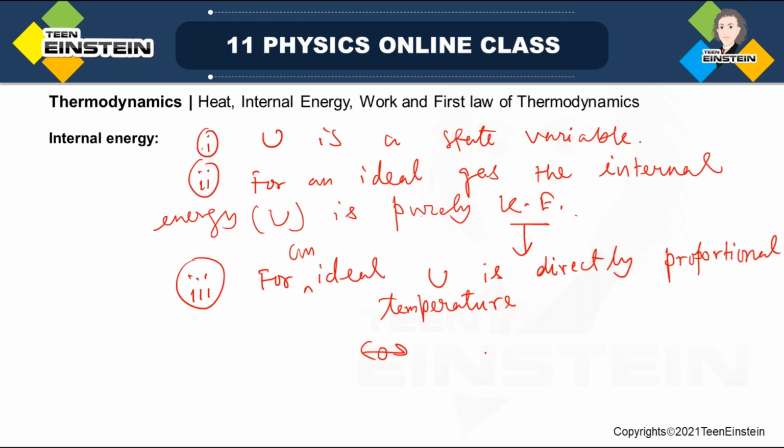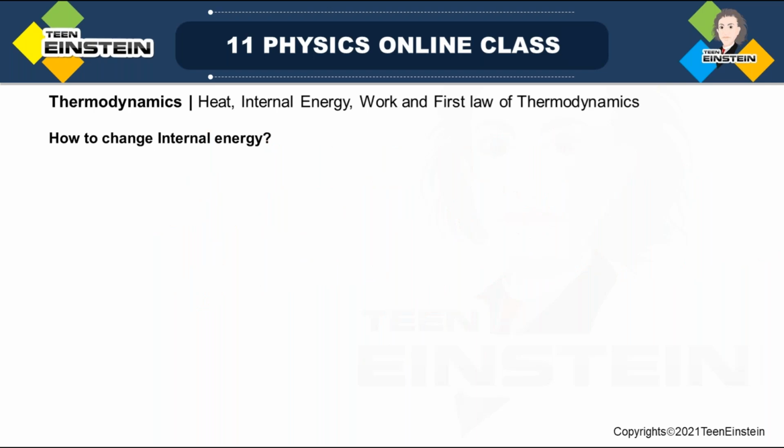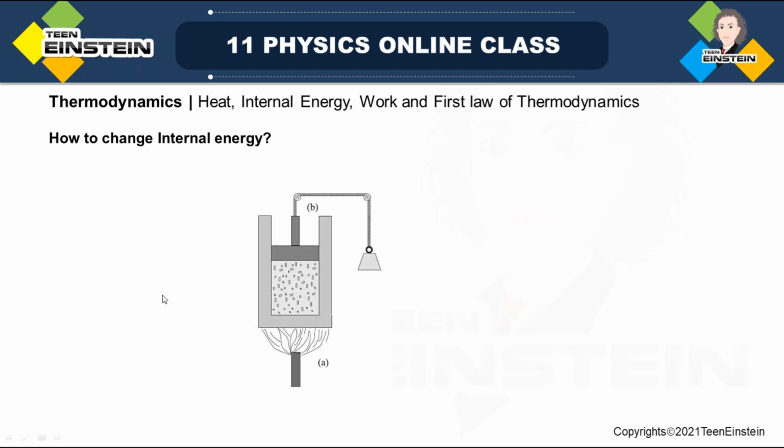Okay, now the question is how to change the internal energy of the system. So there are two ways. Look here in this figure. Suppose I have a system of gas. So these are the gas molecules. See, this is the piston. This is actually a movable piston. And see, this is a source of heat.